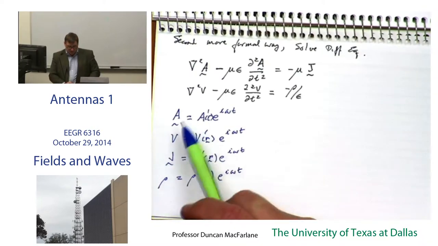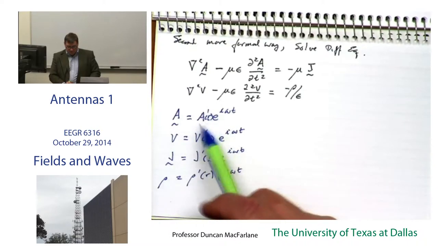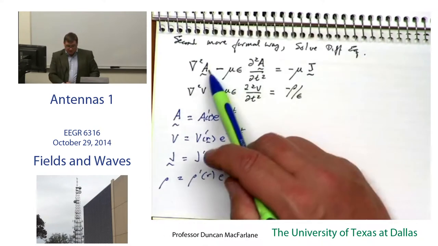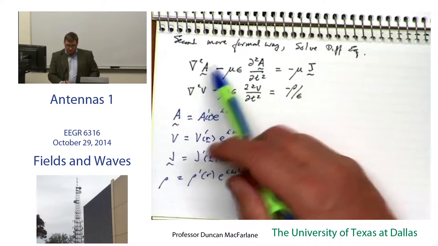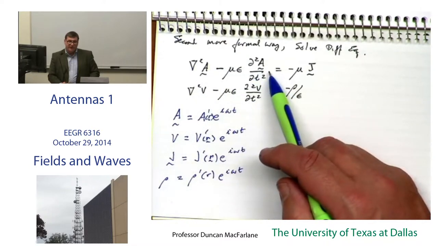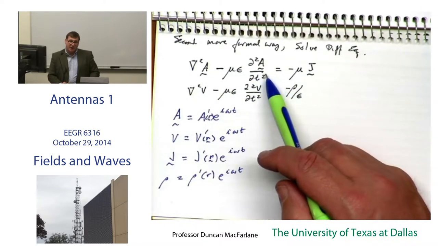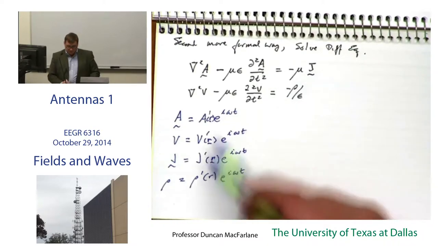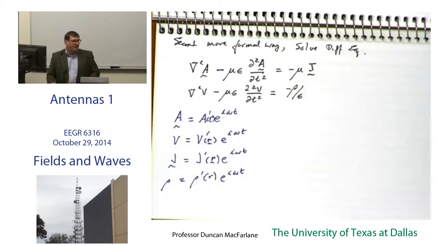So I've separated A as a function of R and T into A prime of R, and then e to the i omega t. So there'll be an e to the i omega t here. When I take the derivative, there's still going to be an e to the i omega t. The i omega will come down twice. And because J is also harmonic, there'll be an e to the i omega t here. So these substitutions will solve these equations in the time dependence.